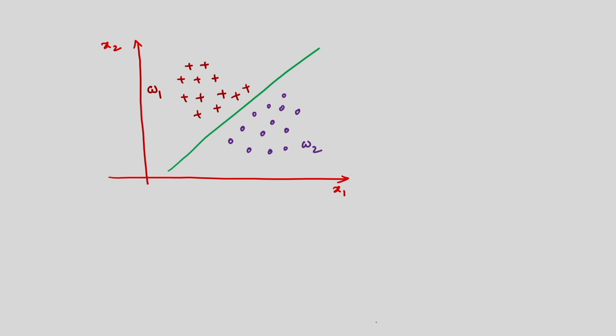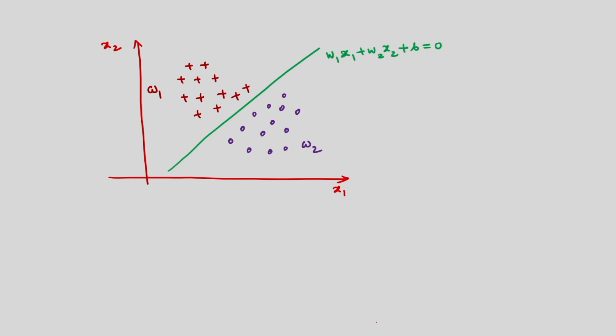So in this case I will be getting a separating line, because we are considering a two-dimensional feature space. So what is the equation of this line? The equation of this line is w1 x1 plus w2 x2 plus b is equal to 0. This is the equation of the separating line between the classes.